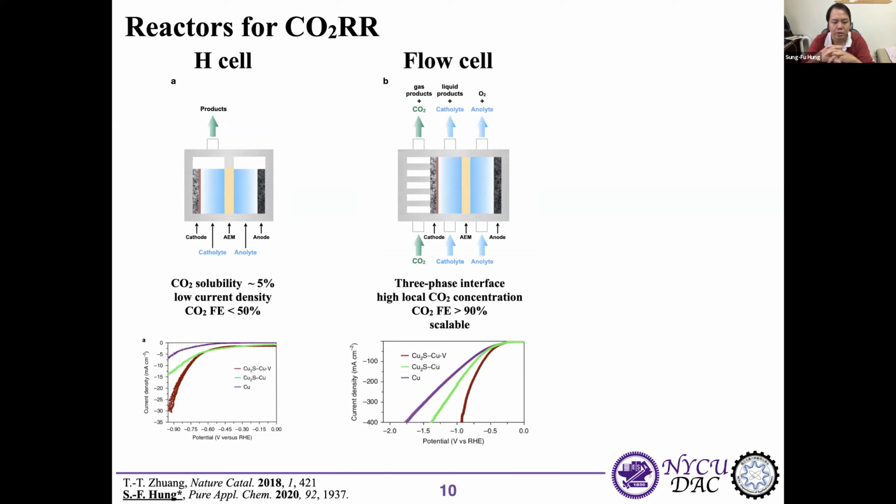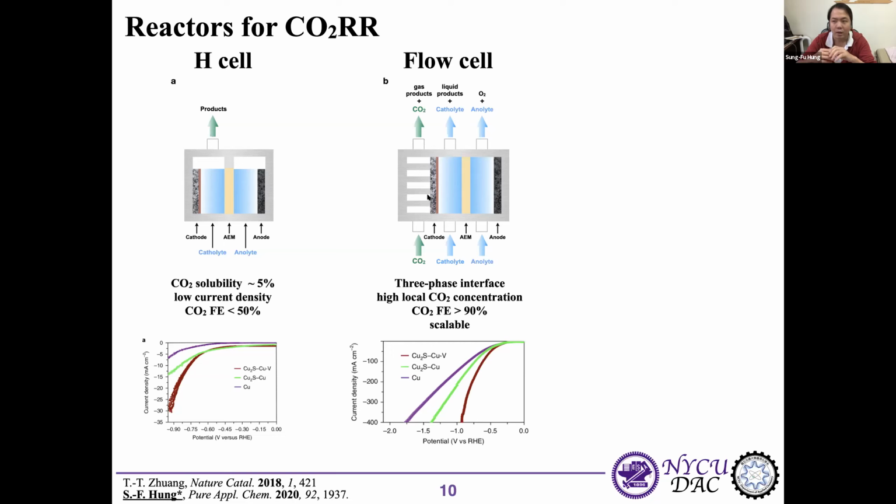So to resolve this problem, the flow reactor was developed. So the carbon dioxide chamber here is separated, so the pure carbon dioxide can diffuse from the gas chamber through the substrate to the catalyst surface. So the three-phase interface can be formed at the catalyst surface. The three phases mean the solid catalyst surface, the liquid electrolyte, and the gas phase, which is the carbon dioxide.